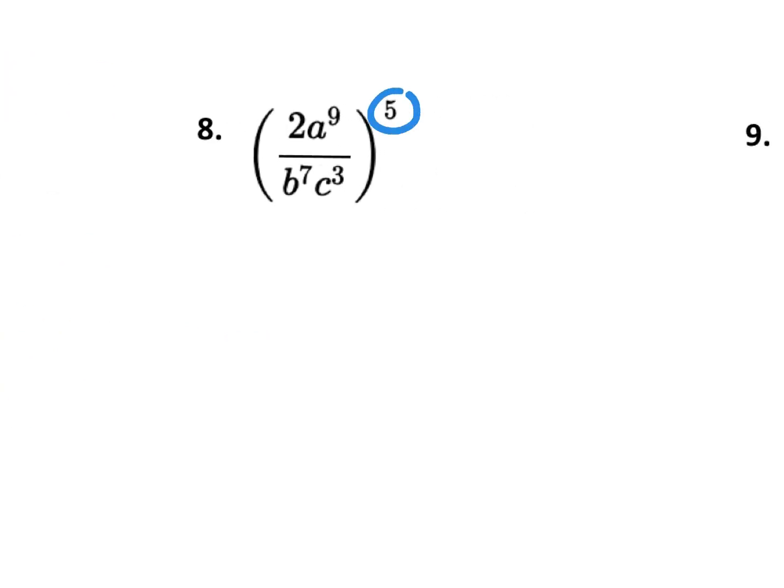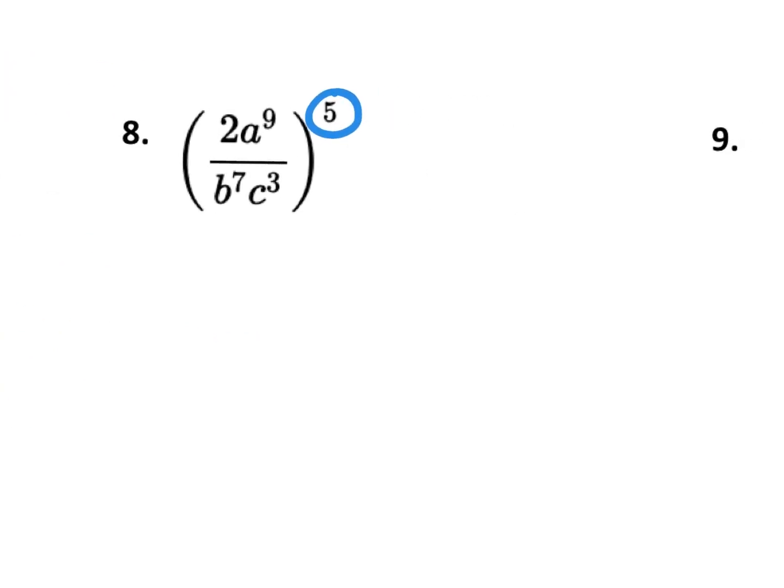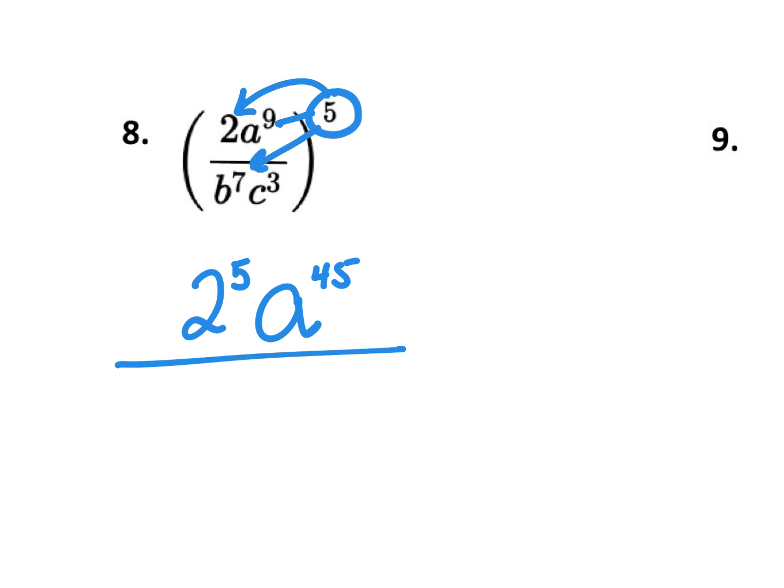In this problem, we're going to take the 5. You try it, and I'll just write down what I get, and you write down what you get. See if you got 2 to the 5th, a to the 45th, over b to the 35th, c to the 15th.